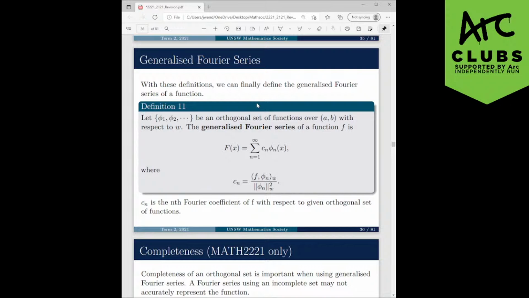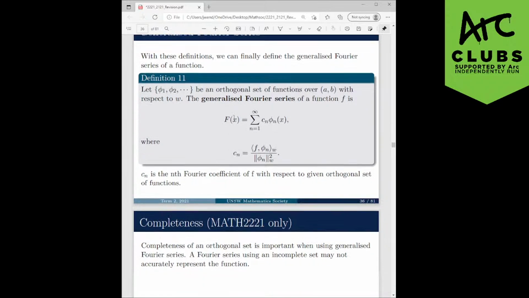Your sines and cosines happen to just be orthogonal with respect to the weight function 1, so you didn't really notice anything. But if you have some other orthogonal set that's only orthogonal with respect to some other mysterious weight function, you will have to adjust for that when you find Cn. So Cn is the nth Fourier coefficient of f with respect to whatever set of orthogonal functions you have.